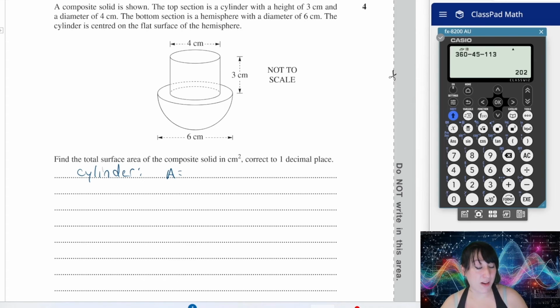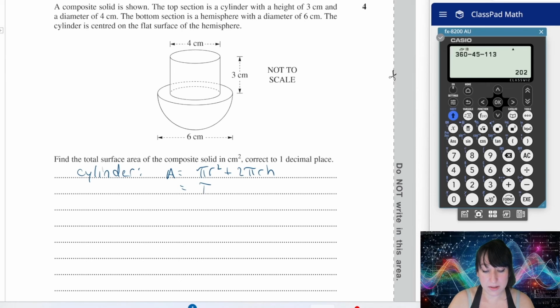So I can modify the surface area of a cylinder formula. Instead of 2 pi r squared, we're going to just make it a single pi r squared. So we have one external circle on the surface plus the 2 pi rh, which again is that rectangle that wraps around to form the cylinder.